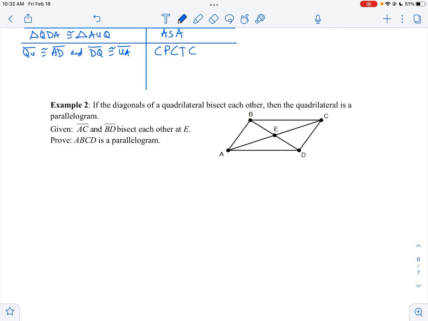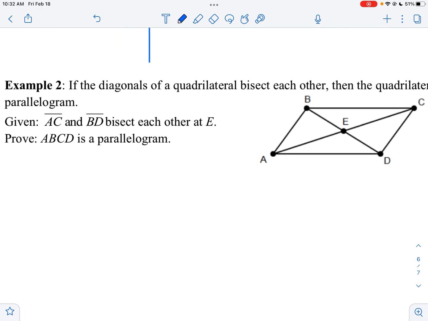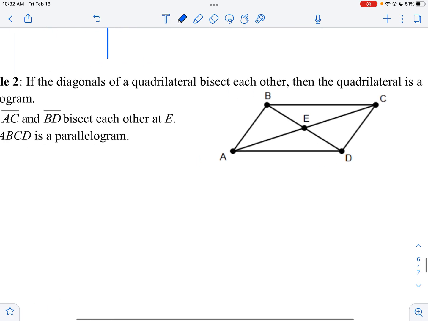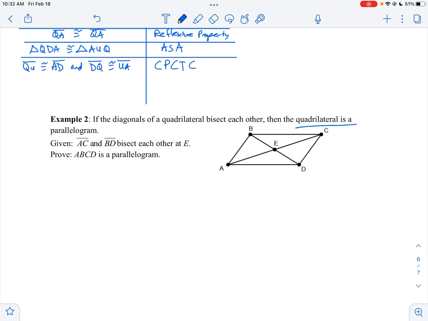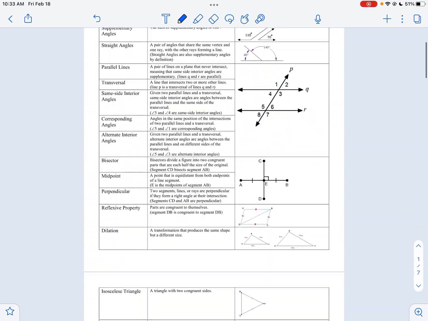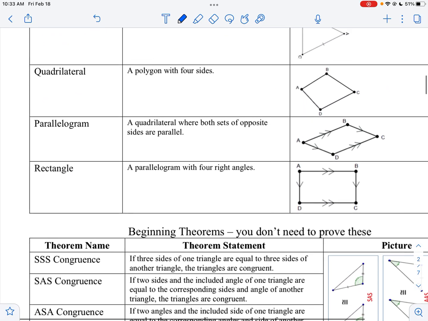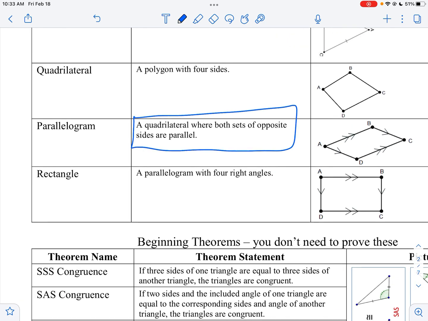So we're going to do example 2 here, which kind of goes backwards. So we need to prove that if the diagonals bisect each other, then the quadrilateral is a parallelogram. If you're going to prove a quadrilateral is a parallelogram, well, you have to draw on the definition of parallelograms. So let's go over here to our definitions and theorems at the beginning. Parallelogram, a quadrilateral where both sets of opposite sides are parallel. So we need to prove that the opposite sides are parallel, and that lets us know that it's a parallelogram.